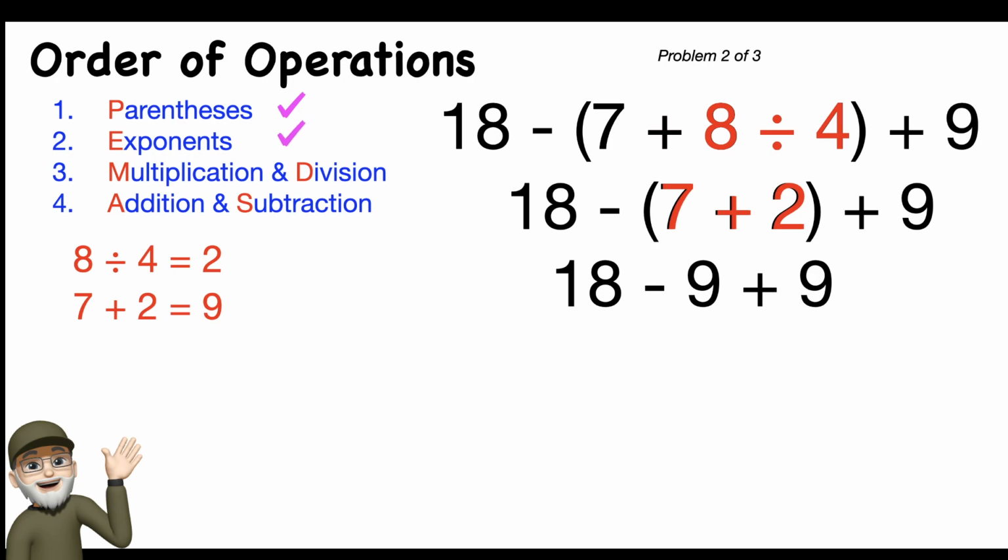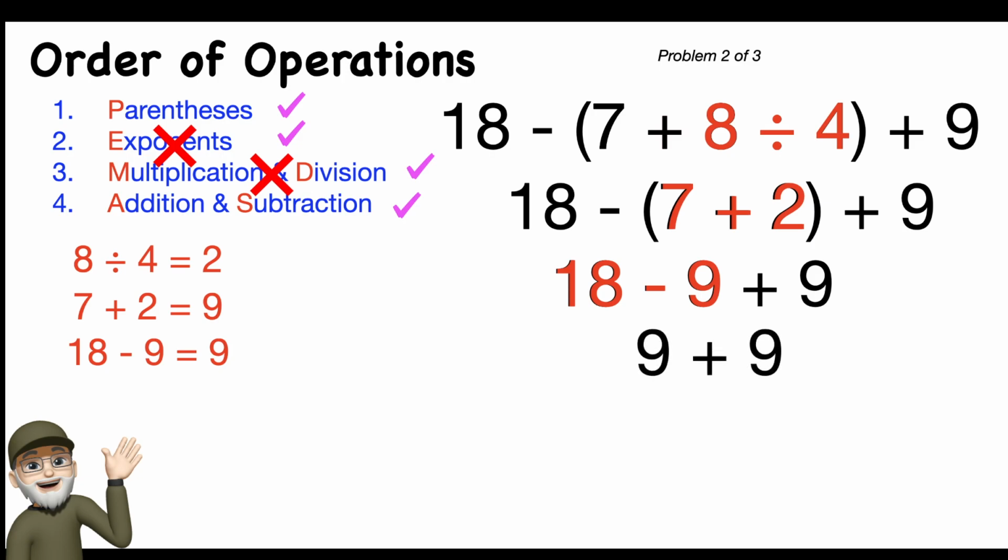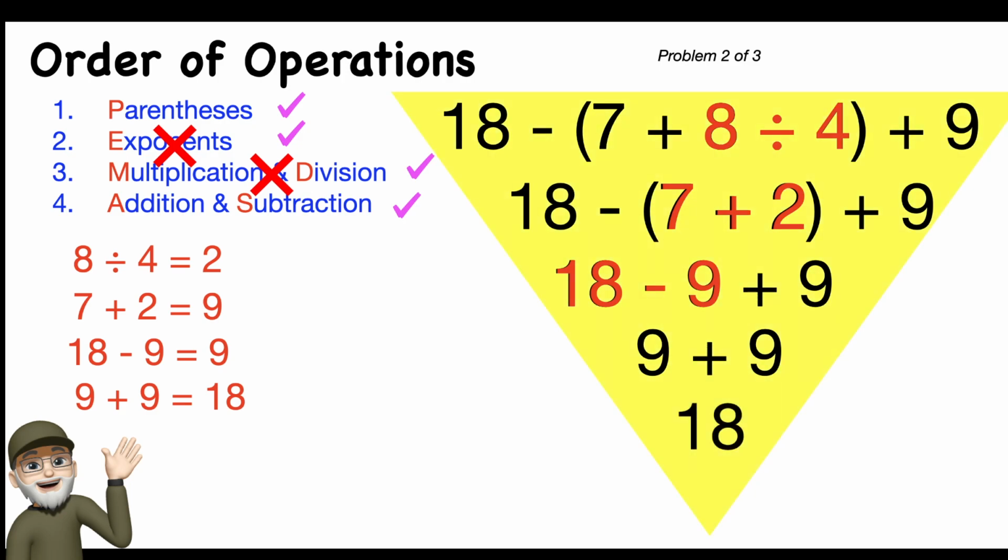Next we check for exponents, but there are no exponents for this problem. Next is multiplication and division, and we do not have any multiplication and division for this problem. Last in the order of operations is addition and subtraction. Remember that we work from left to right, so we do 18 minus 9, that's equal to 9. And finally, we would do 9 plus 9 is equal to 18. And again, you can see how working through the problem takes that triangle appearance for our final answer of 18.